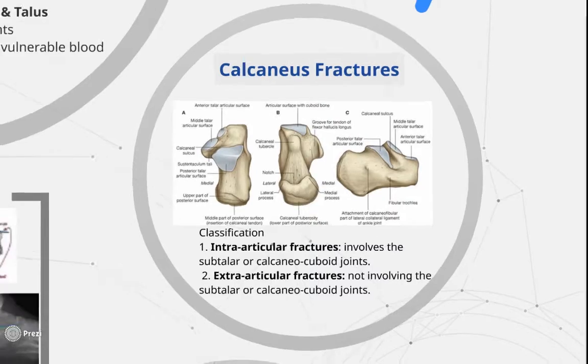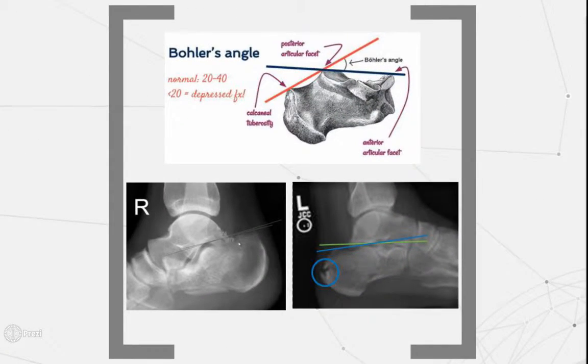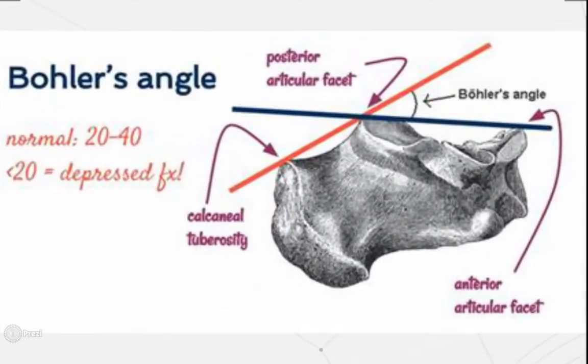On X-ray, one must assess the Bowler's angle. This is the angle formed between a line drawn from the calcaneal tuberosity to the posterior articular surface, and another line drawn from the posterior articular surface to the anterior articular surface, as illustrated in the diagram. Bowler's angle is normally from 20 to 40 degrees. If the angle is less than 20 degrees, it's indicative of a calcaneal fracture.